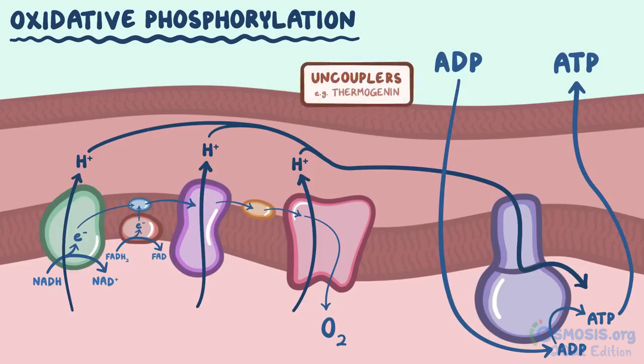Uncouplers like thermogenin disrupt oxidative phosphorylation by dissipating the proton gradient, while inhibitors like carbon monoxide put an end to the electron transport chain by inhibiting electron flow.